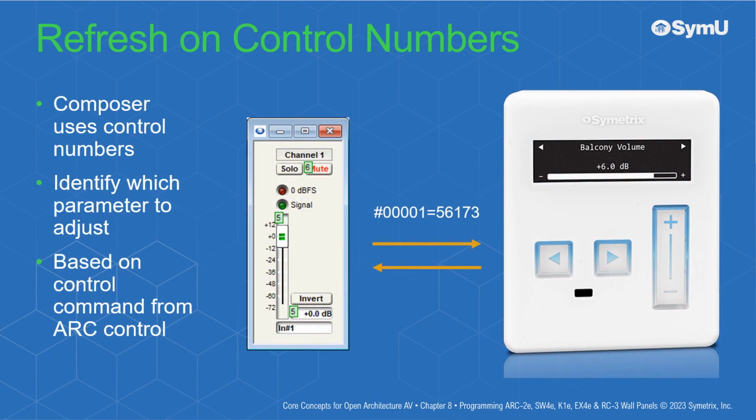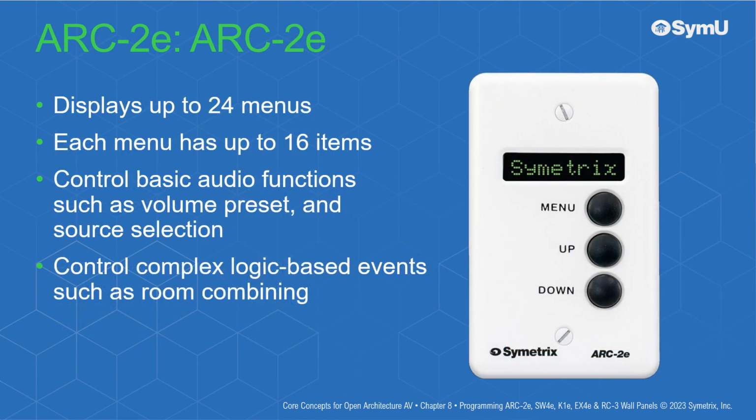Composer uses control numbers to identify which parameter to adjust, based on the control command from the ARC control. The ARC-2E displays up to 24 menus, each with up to 16 items used to control basic audio functions such as volume, preset, and source selection, or complex logic-based events such as room combining.